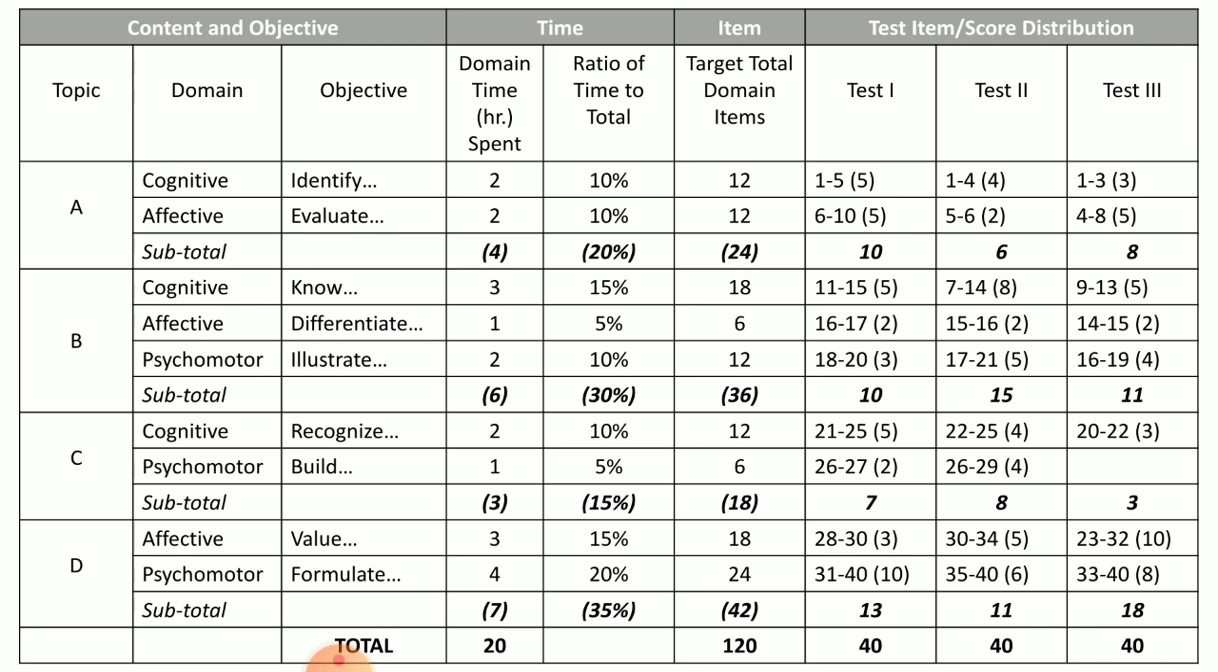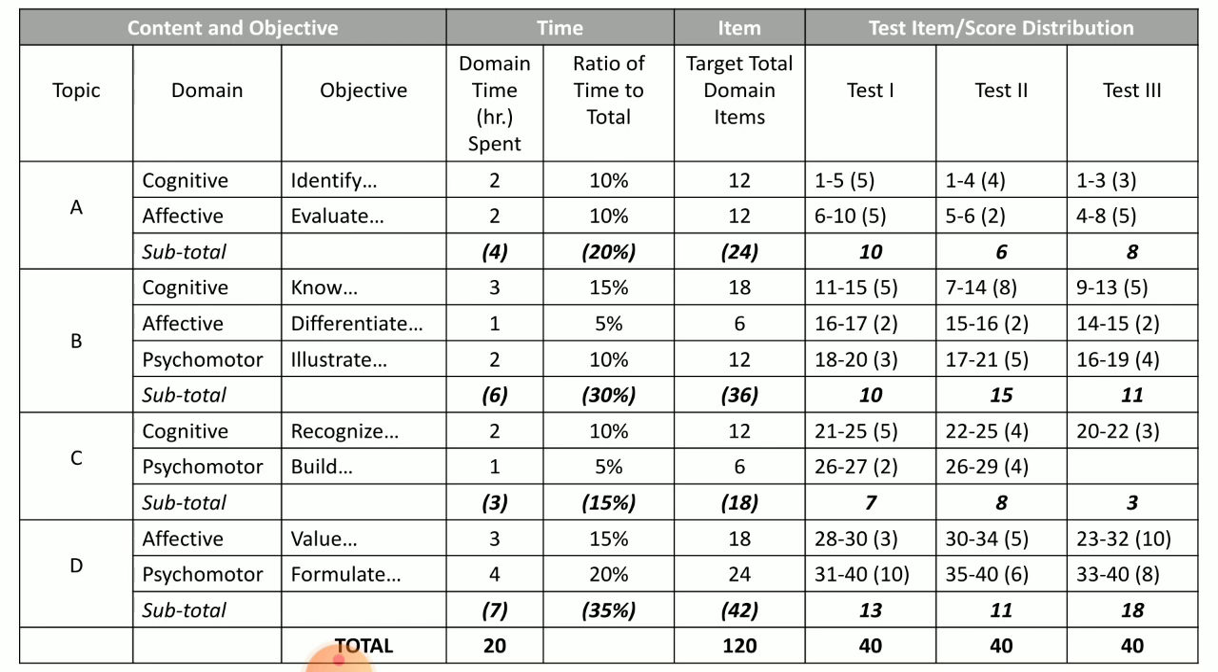Then we also have domain. For example, for topic A, you only have cognitive and affective. Then for topic B, you have cognitive, affective, psychomotor. Topic C, you have cognitive, psychomotor. And topic D, you have affective and psychomotor only.